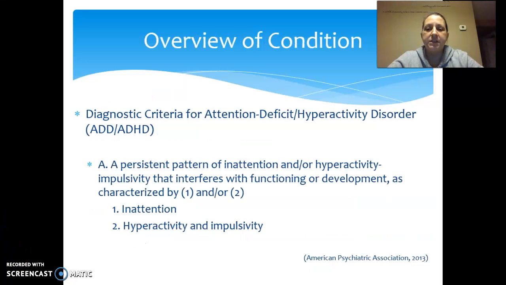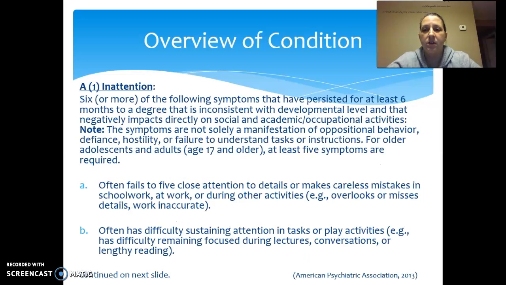The diagnostic criteria for attention deficit hyperactivity disorder: criteria A is a persistent pattern of inattention and/or hyperactivity-impulsivity that interferes with functioning or development, as characterized by 1. Inattention or 2. Hyperactivity and impulsivity. For criteria A1, inattention, 6 or more of the following symptoms that have persisted for at least 6 months to a degree that is inconsistent with developmental level and that negatively impacts directly on social and academic occupational activities.